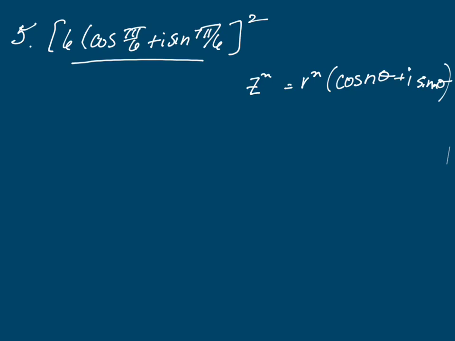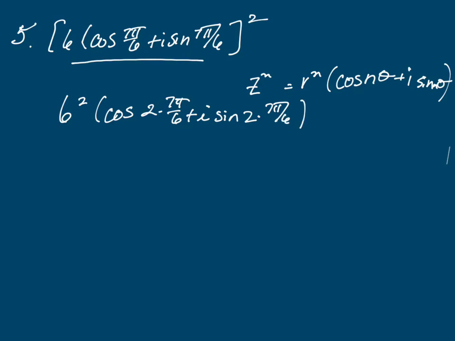So that would be 6 squared cosine of 2 times 7 pi over 6 plus I sine of 2 times 7 pi over 6. That's 36 cosine of 7 pi over 3 plus I sine of 7 pi over 3.